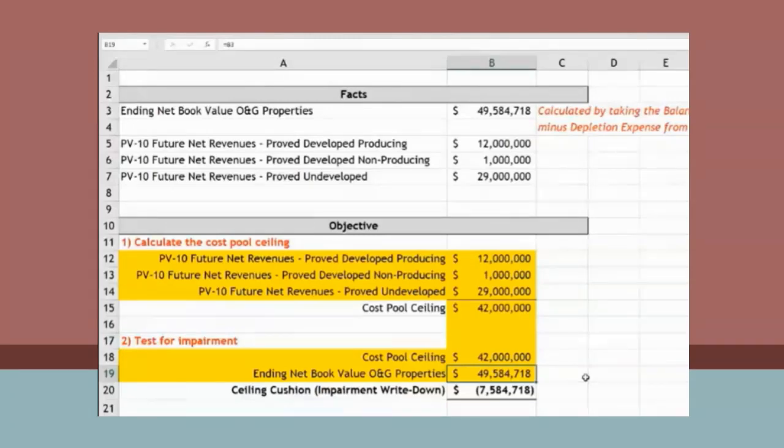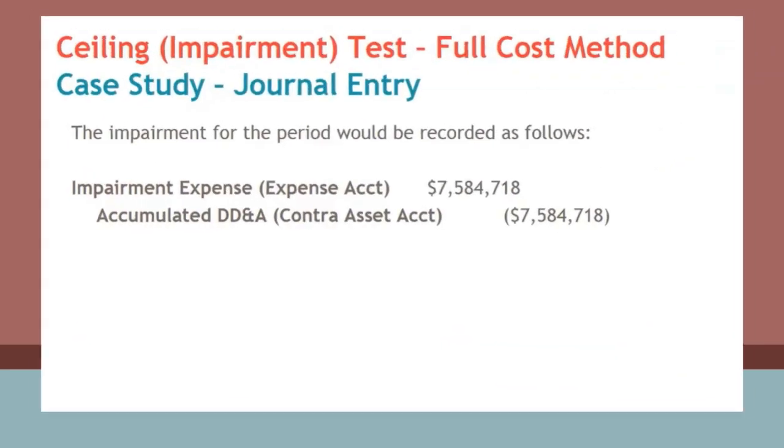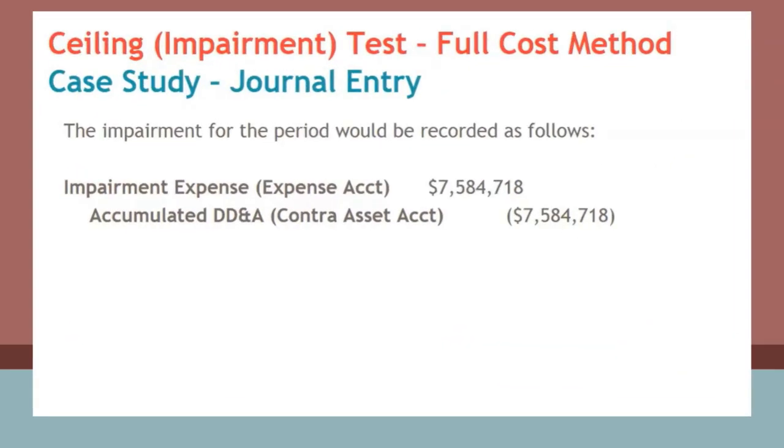Ouch. How is that recorded? That is recorded, back to your slides, everybody, by debiting impairment expense account, and crediting, again, accumulated DD&A, the contra asset account. So what this does is it adds a big expense to your P&L, and it takes away a chunk of the cost on the balance sheet for your capitalized cost under oil and gas properties by that contra asset account.